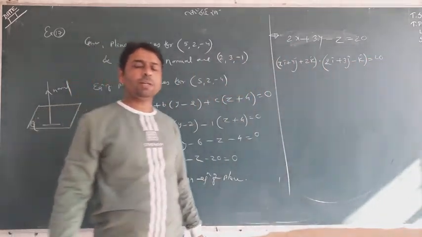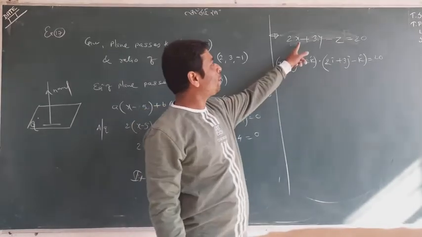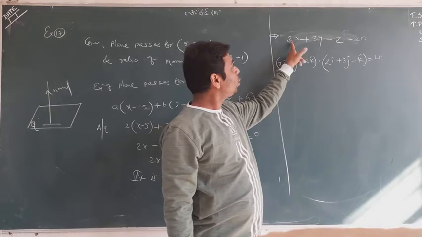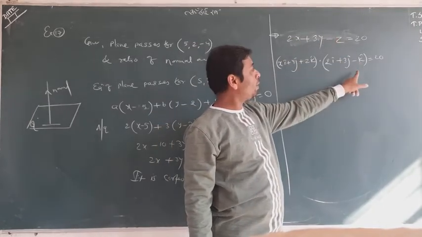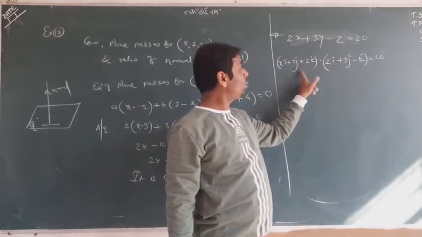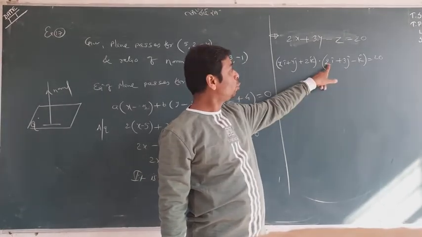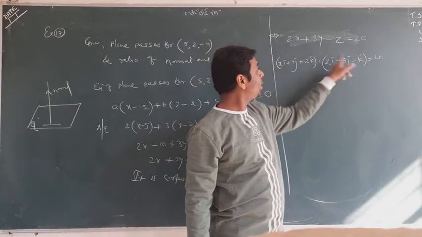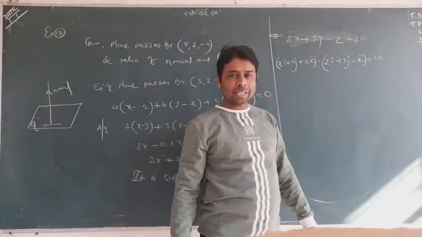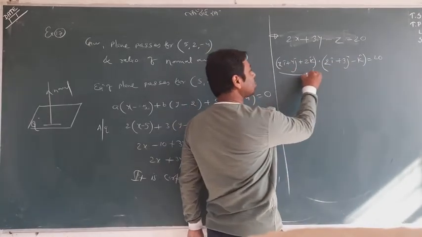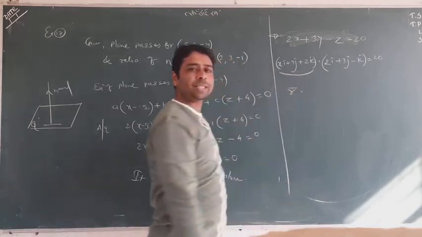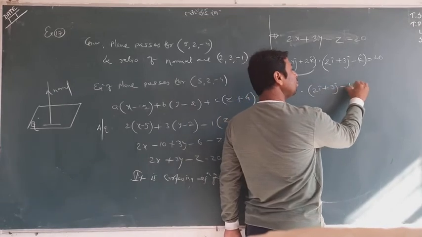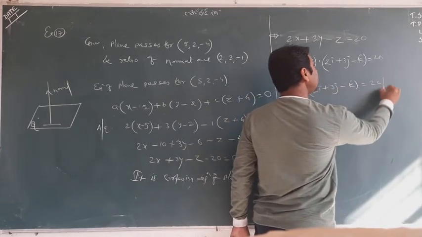Try to understand the trick I am using. Variables x, y, z with plus signs and ijk, then 2, 3, minus 1 with ijk, with a dot. If you do the dot product, 2x plus 3y minus z equals 20. So this is none other than r, because r is always xi plus yj plus zk, equal to this 20.